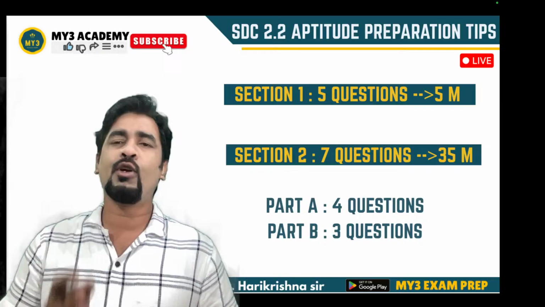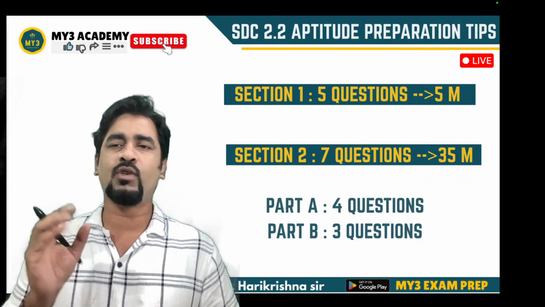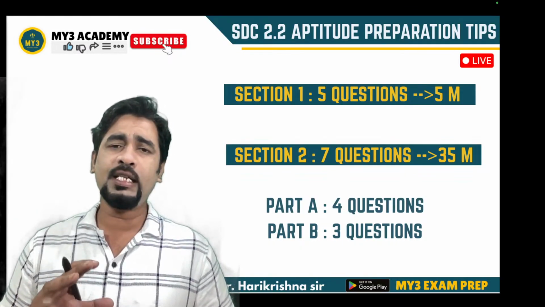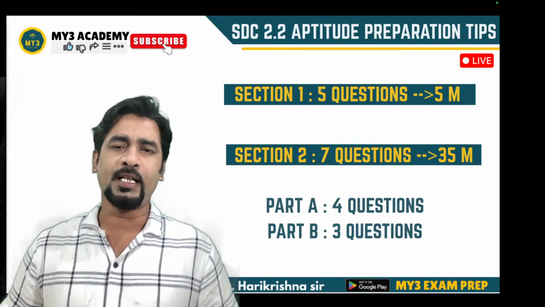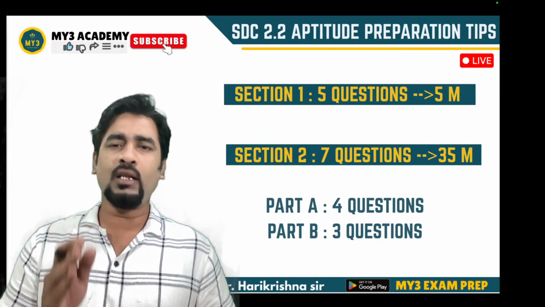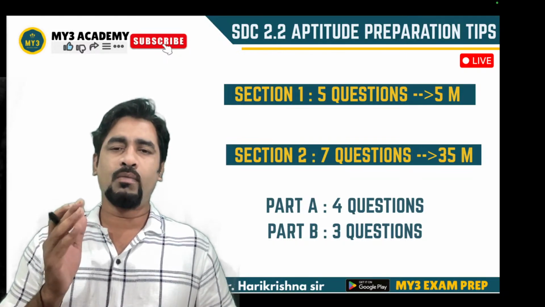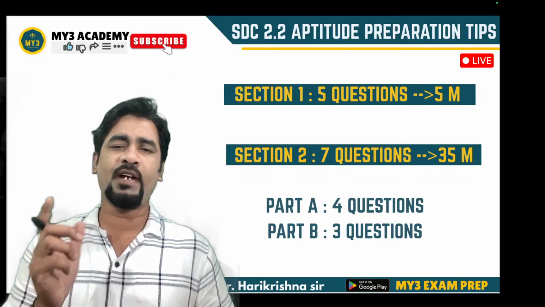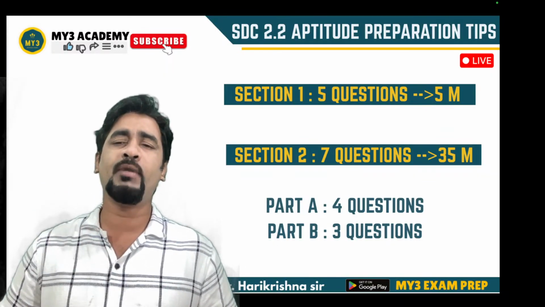In section 1, you are going to see 5 questions, and each question carries 1 mark: 5 questions, 5 marks. Because we have 5 units, these 5 questions are taken one from each unit, picked randomly. In section 2, you are going to have 7 questions, and every question has 5 individual questions. In that, part A is 4 questions and part B is 3 questions. So 4 into 5 is 20, 3 into 5 is 15. Total 7 into 5, 35 marks are taken here.